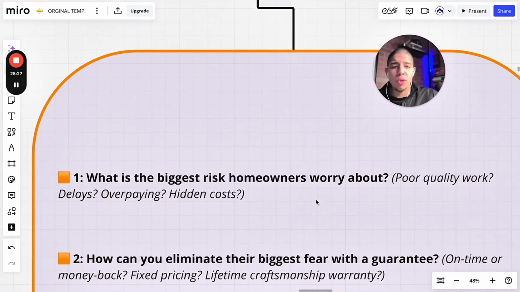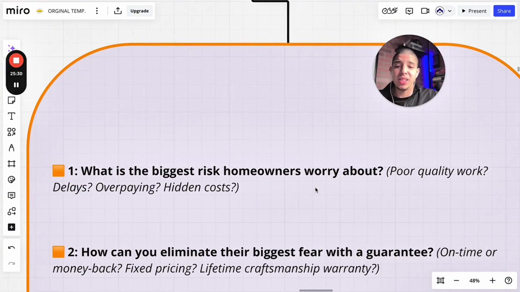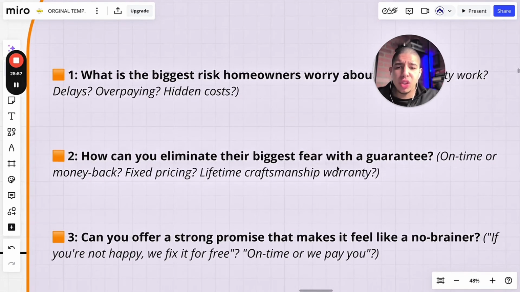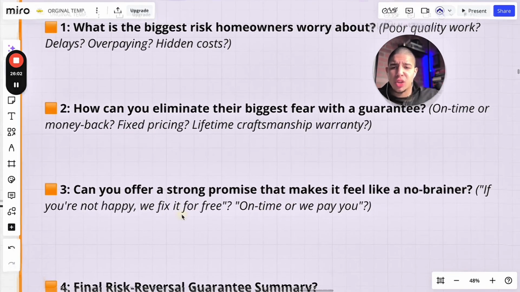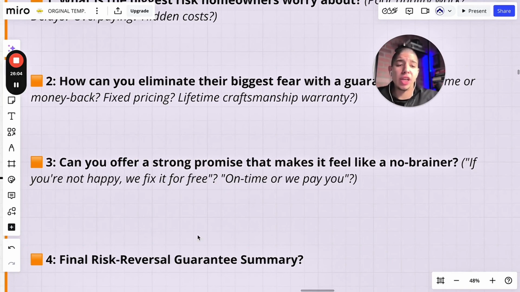What is the biggest risk homeowners worry about? Poor quality work, delays, overpaying, hidden costs? Think about that. What is the biggest risk? If you can actually answer this question right here, you're going to be ahead of 99% of the people. The biggest risk for most people is overpaying or someone over promising and under delivering, right? How can you eliminate their biggest fear, right? How can you offer a strong promise that makes it feel like a no-brainer?